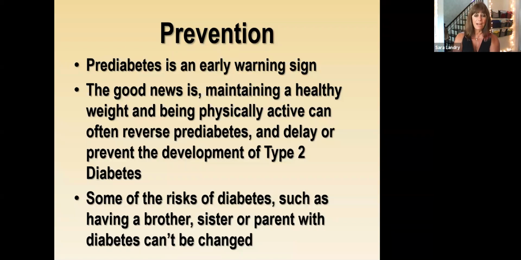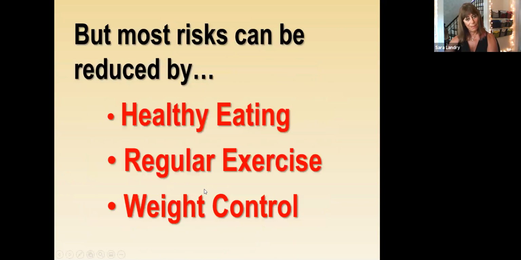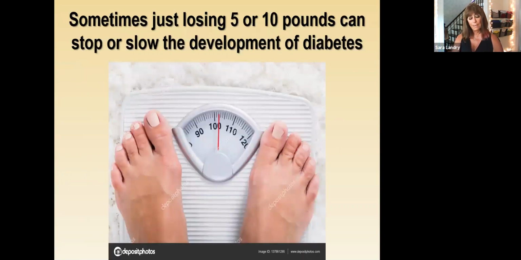Some of the risks of diabetes, like if you have a brother, a sister, or a parent with diabetes, can't be changed. So there are some people who are genetically predisposed to type 2 diabetes, and there's nothing they can do about that. But for most of us, the risks can be reduced if we have healthy eating, regular exercise, and we control our weight. And I'm not talking about losing 50 or 100 pounds. Sometimes just losing 5 or 10 pounds can stop or slow the development of diabetes.